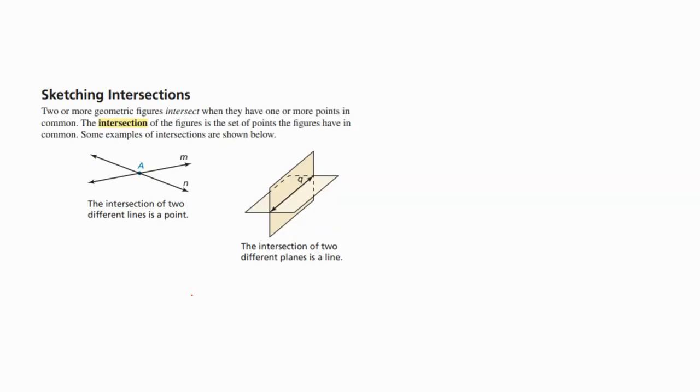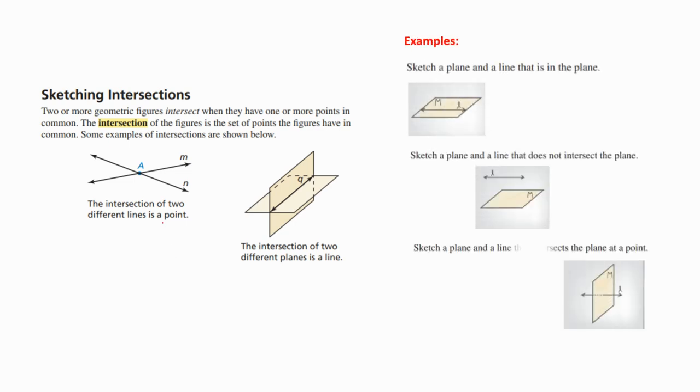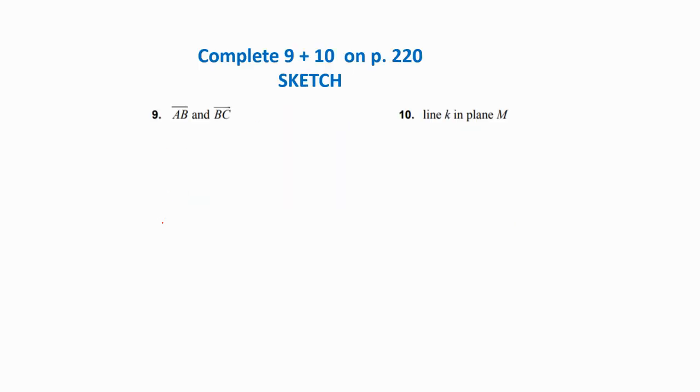Right, so moving on. Some intersection ideas, we've gone over this. Sketching intersections, here's some ideas here if you want to look them over. I'm going to move on. There's a tiny bit more. Complete 9 and 10 on page 220, sketch this.